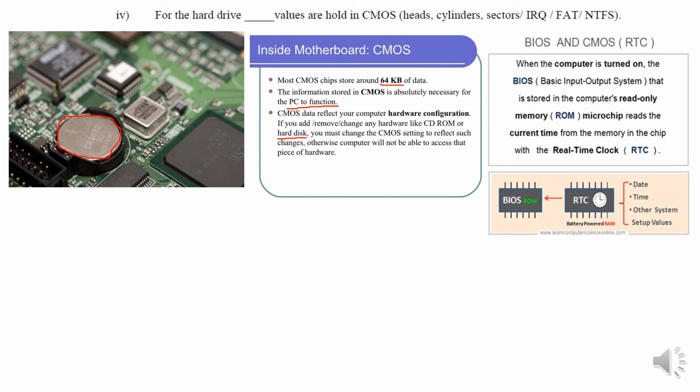So BIOS, we know, is the basic input output system. When the computer is turned on, the BIOS, which is stored in the computer's read-only memory, is kept in ROM, sometimes in EEPROM, electrically erasable programmable ROM. The BIOS is stored, but it needs some configuration, and that configuration is variable. We may change the size of the hard disk, add another hard disk, or add another RAM.